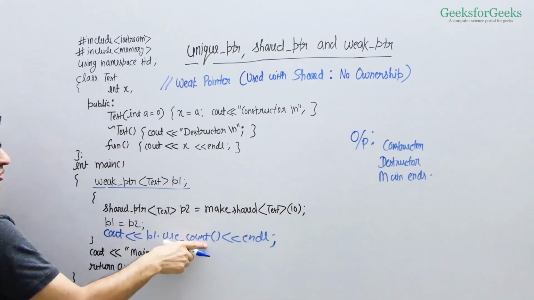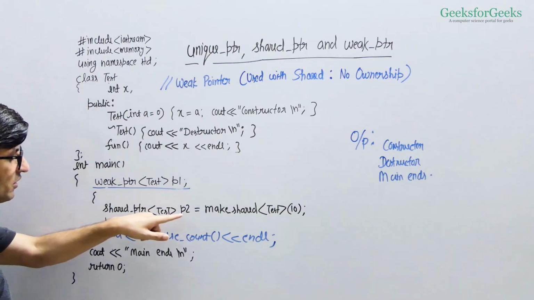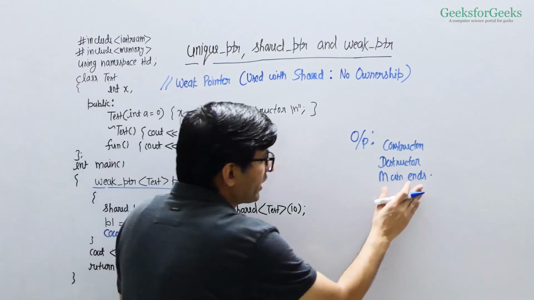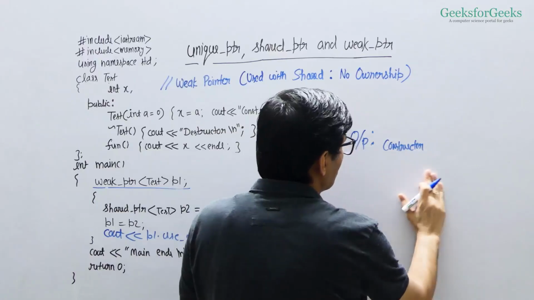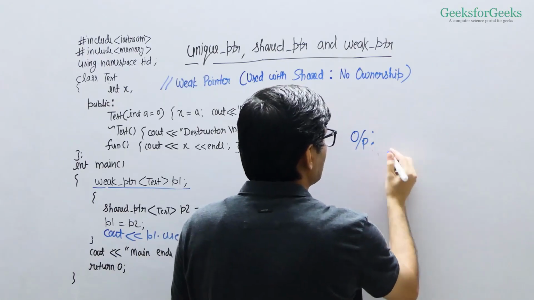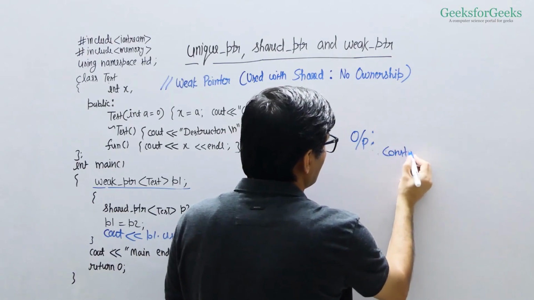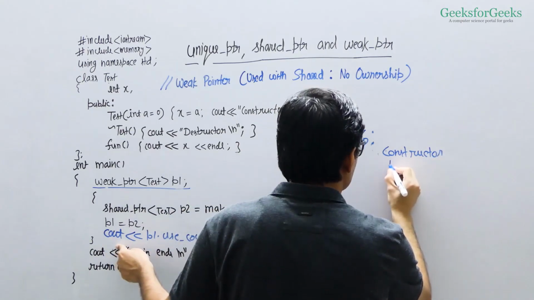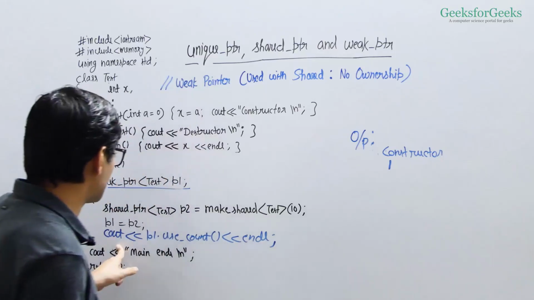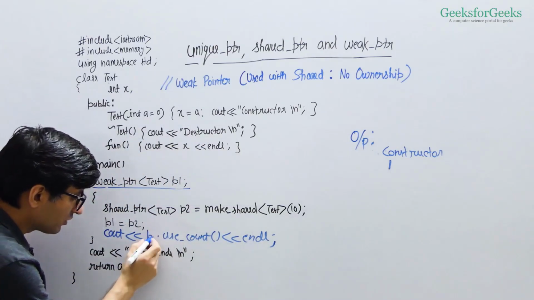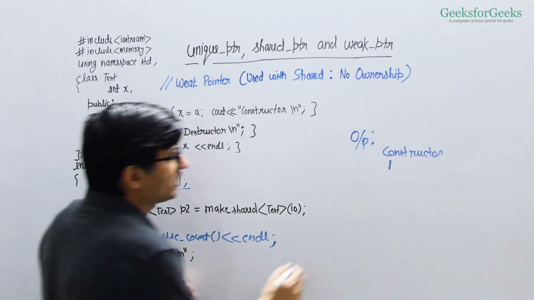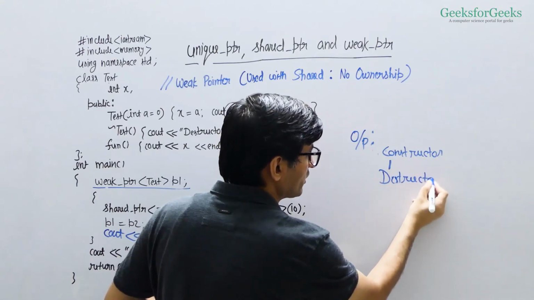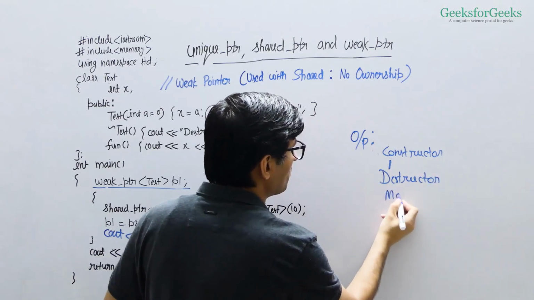Use count tells you the reference count, and p1 is a weak pointer, and you can call use count on a weak pointer as well. So you will get the same output: constructor, then use count as 1 because there is only one reference count. Even if you call it on p2, you will get the reference count as 1. Then you will get destructor because there is only one reference count and this has been destructed, and then you will get main ends.